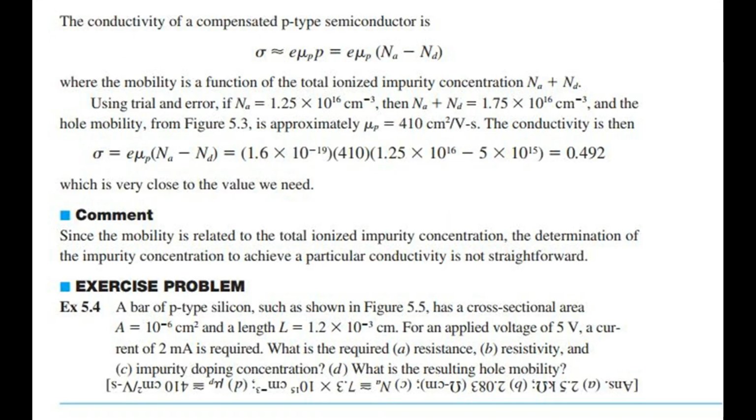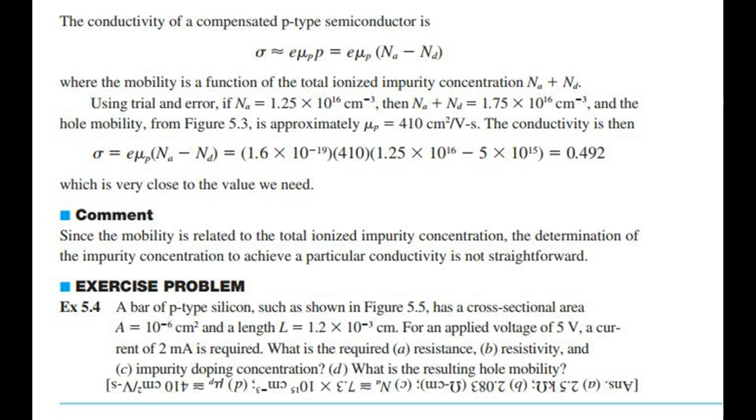The conductivity of a compensated P-type semiconductor is, where the mobility is a function of the total ionized impurity concentration, N acceptors plus N donors. Using trial and error, if N acceptors equals 1.25 times 10 to the 16 per cubic centimeter, then N acceptors plus N donors equals 1.75 times 10 to the 16 per cubic centimeter, and the hole mobility, from figure 5.3, is approximately mu equals 410 square centimeters per volt-second. The conductivity is then, which is very close to the value we need.